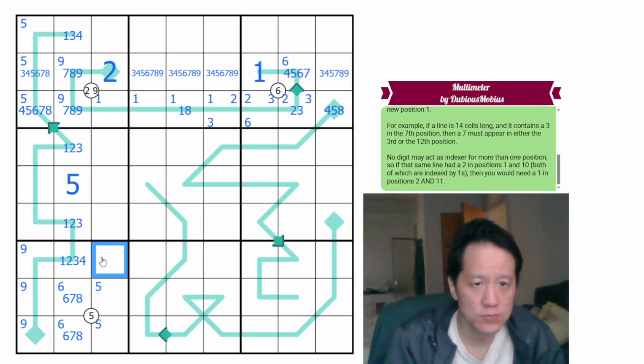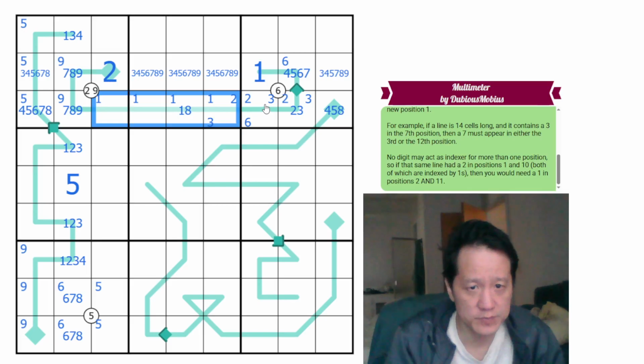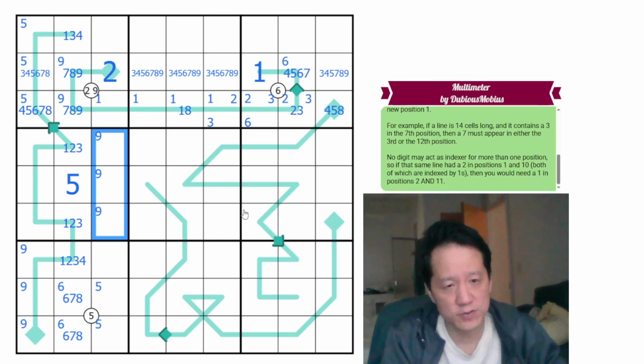So there cannot be a 6 in any of these. This can't be 9. 9 also has to be one of these 3.